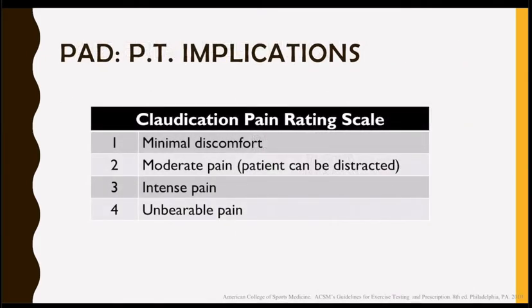Another assessment that can be used is a pain rating scale for the claudication pain. So just giving a number to their pain when they're walking. Again, this can be used to track change over time and create some objectivity to their subjective report of pain.